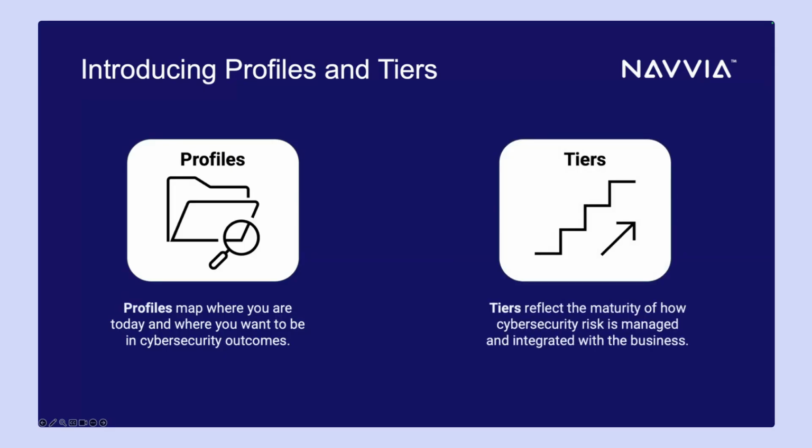Some of the guidance to help you determine where you should be is something called tiers, because tiers reflect the maturity of how cybersecurity risk is managed and integrated with the business. Now, one of the nice things about the NIST Cybersecurity Framework is there is a community around it. So there are community profiles and also predefined tiers that work together to say, hey, if you're a financial services organization, here are the outcomes you should be achieving, the level of maturity, and how you should achieve it. So through the profiles and tiers, you can understand where you are and where you need to be.